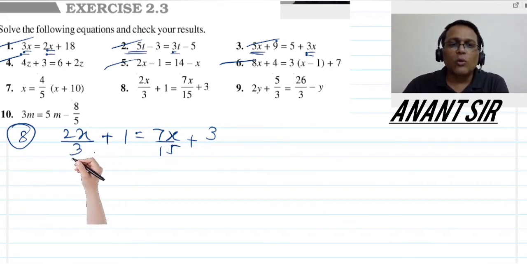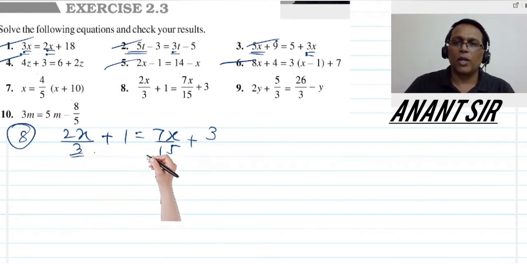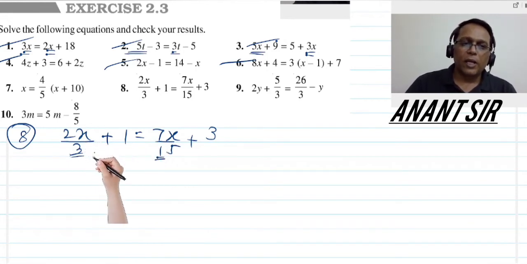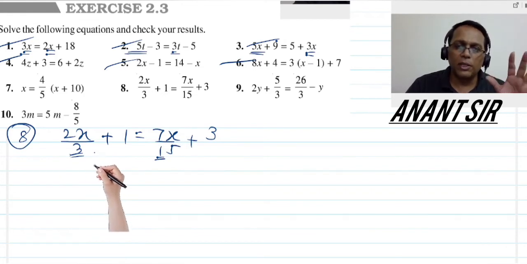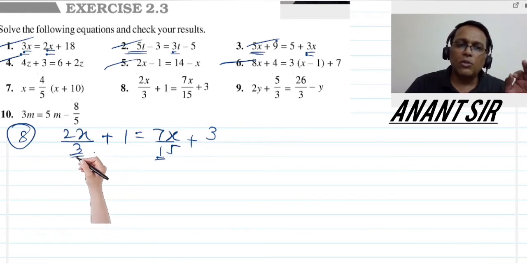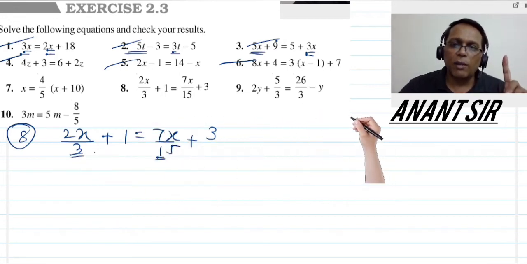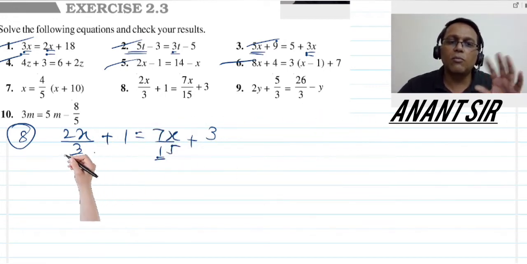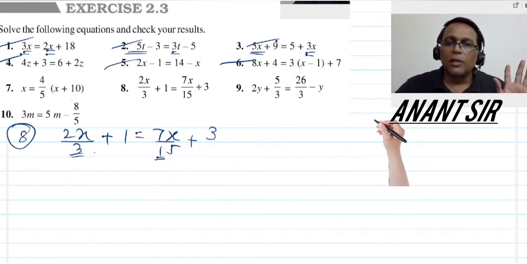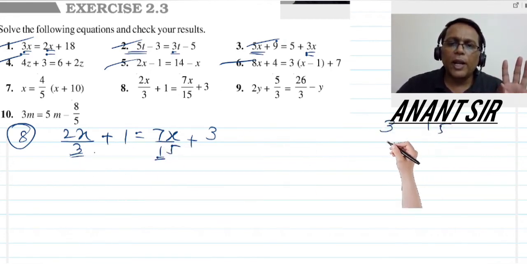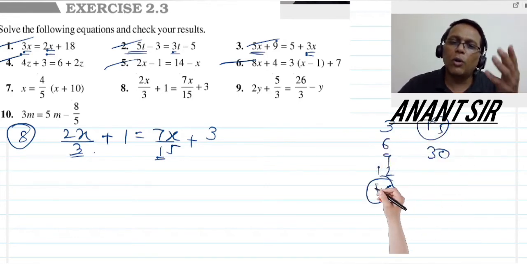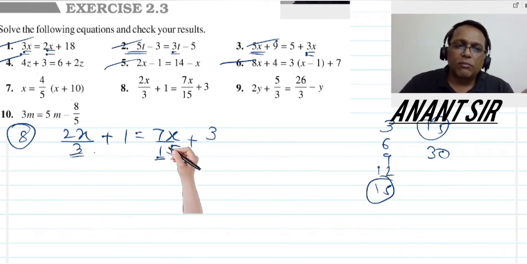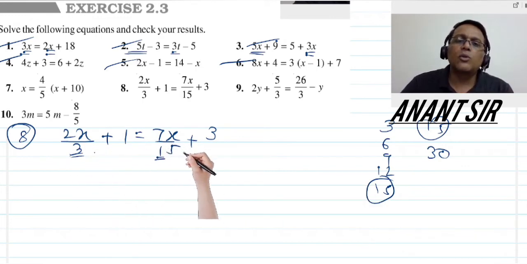So what we are going to do, what are the numbers in the denominator here? It's 3 and 15. So I am going to find the LCM of 3 and 15. That means least common multiple, the first number which comes in the table of both 3 and 15. If you write both the tables, you will see that 15 is the first number which comes in both, because 15 comes in the table of 3 also. So 15 is the LCM.